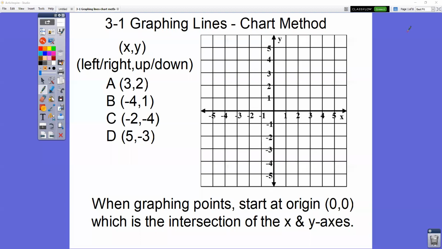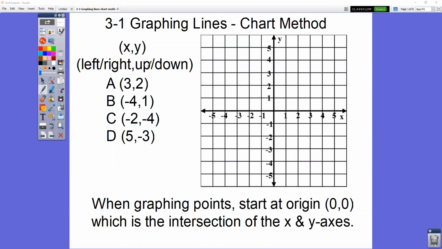This is a lesson for 3-1, which is graphing lines using the chart method. A reminder about how to graph lines. Remember that when you have points, your first number is how many you go left or right. Your second number is how many you go up or down.